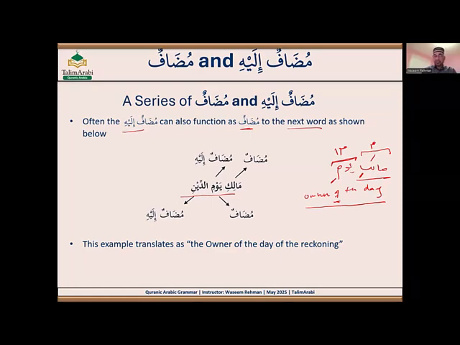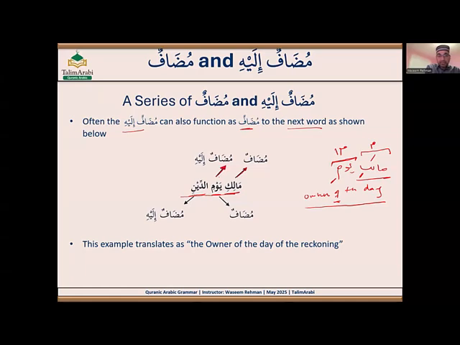But as we said, mudaf mudafun ilayhi can come in a series. If you see here, maliki is mudaf, yaumi is mudafun ilayhi. But if I put another word after that, ad-dini: maliki yaumid dini. Let's check it out. This maliki is light, it has a kasra, and there is no al, so definitely it's a mudaf. After that there is another ism, yaumi. It is also in jar status with kasra, so it is mudafun ilayhi.